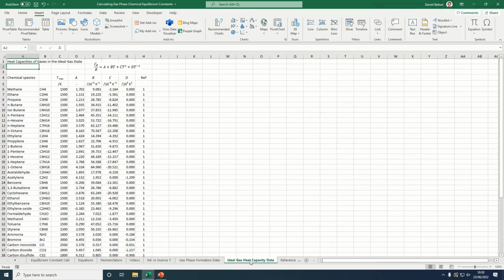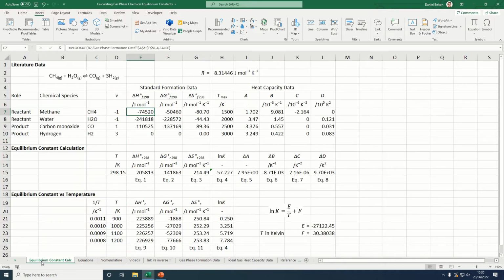So if we come across and look at the heat capacity worksheet, we've got Cp divided by R equals A plus Bt plus Ct squared plus Dt to the minus 2. And then we have the values here for these different coefficients for different chemical species. So those values all are then needed in order to do the calculations that we want to do.